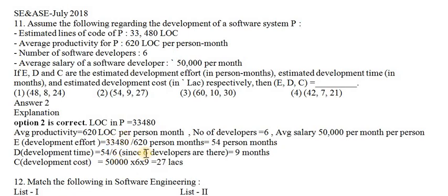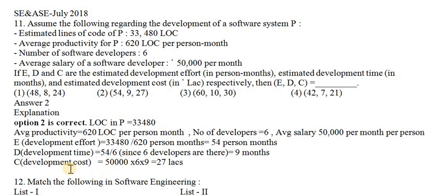480 divided by 620 gives 54 person-months. So if a single person is working, he takes 54 months. Actually, there are 6 people, so development time is 54 person-months divided by 6, which is nothing but 9 months in total.